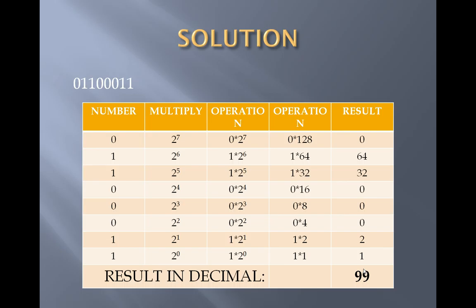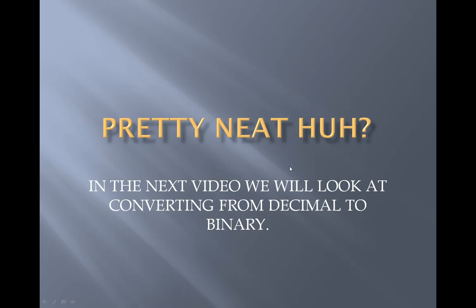Okay, pretty cool stuff. I'm going to show you how to use Windows Calculator to do this as well. Alright, so 0, 1, 1, 0, 0, 0, 1, 1. We're going to check that answer out in Windows Calculator at the end of the video. Alright, pretty neat, huh? In the next video, we're going to look at converting from decimal to binary instead of converting from binary to decimal.